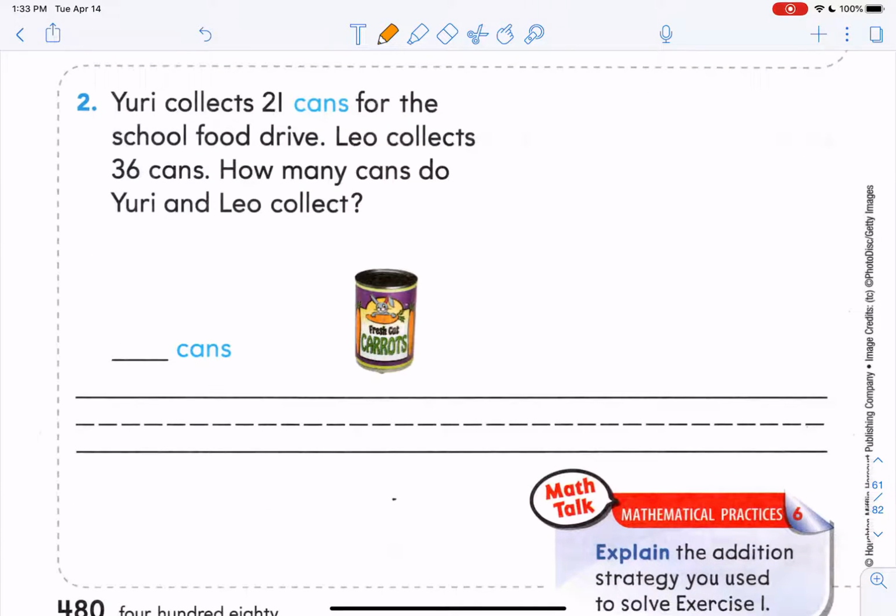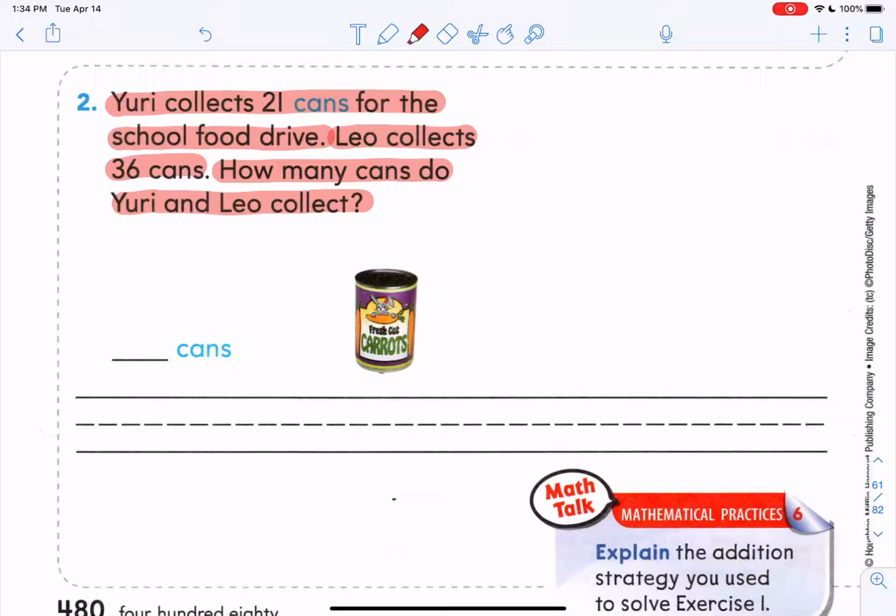Problem 2 on the same page says this. Yuri collects 21 cans for the school food drive. So he's got 21 cans. Leo collects 36 cans. How many cans do Yuri and Leo collect? Again, circle the important numbers, make your number sentence, and then add. Don't forget to make your tens.